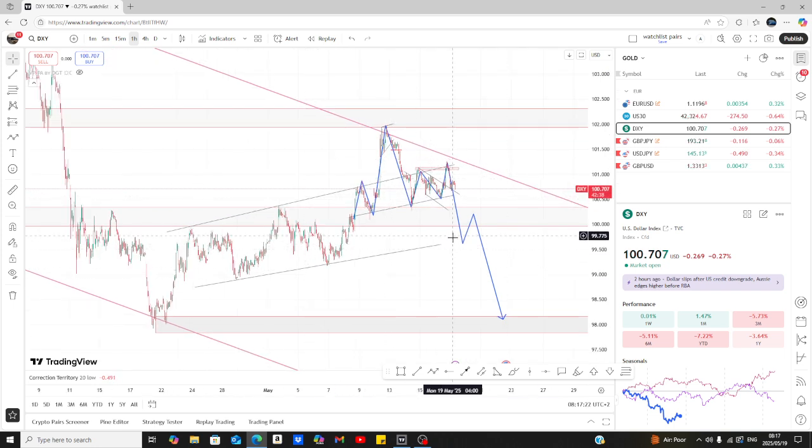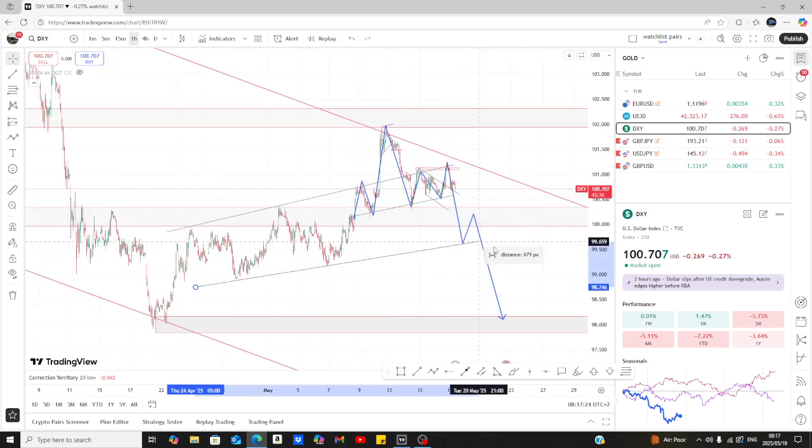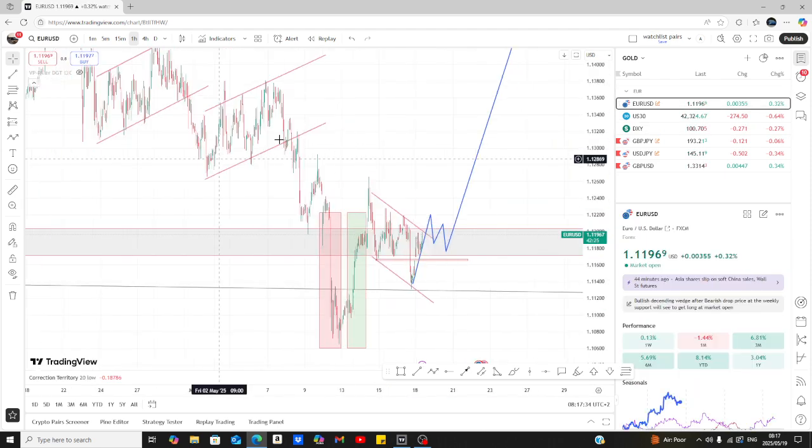And if that's the case, then we will definitely look for long positions on pairs such as EURUSD and GBPUSD. So let's start with EURUSD.